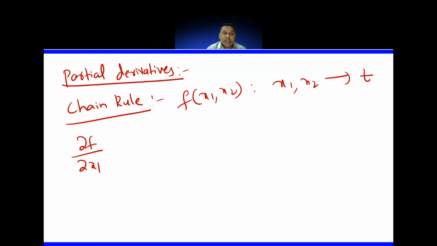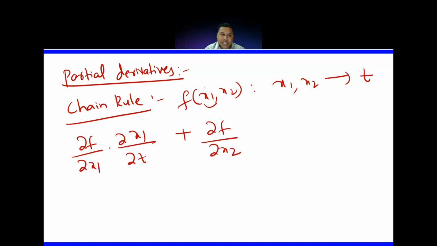Okay, ∂f/∂x1 into ∂x1/∂t plus ∂f/∂x2 into ∂x2/∂t. So first I am doing with respect to x1. I am finding out the derivative of the function f with respect to x1, multiplying with that x1 function with respect to t, plus the same function f with respect to x2 and the same x2 function with respect to t. This is your derivative of a function.